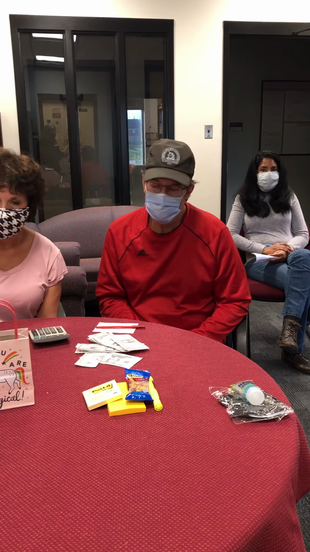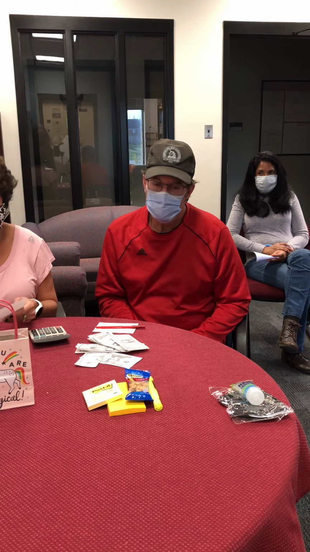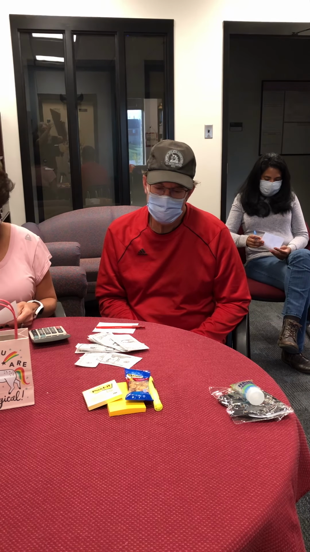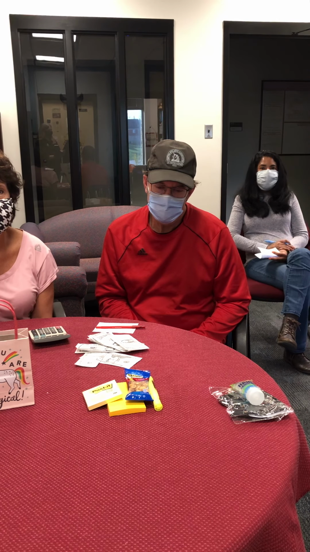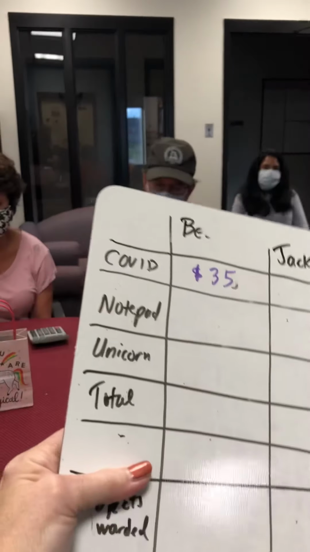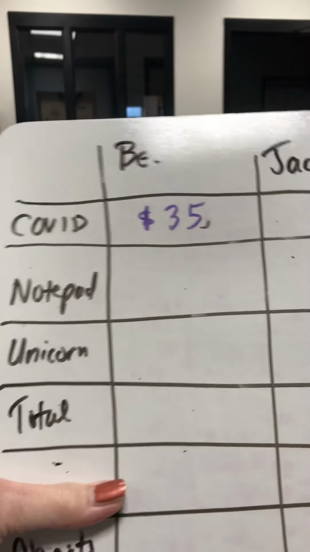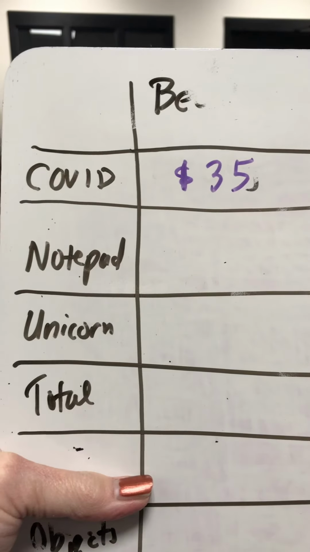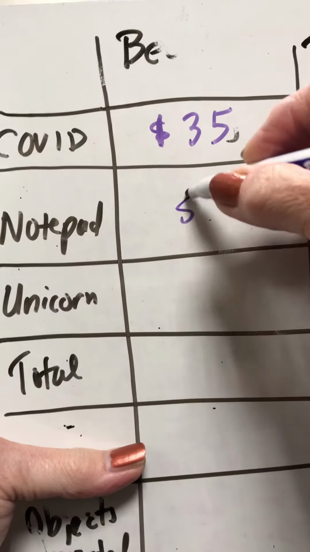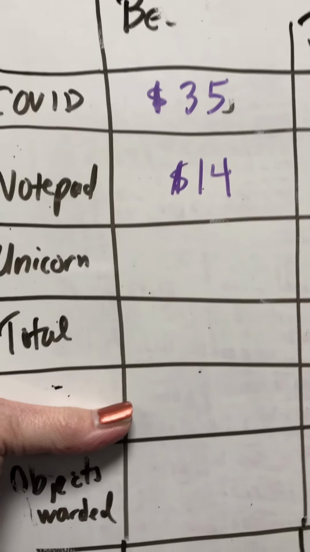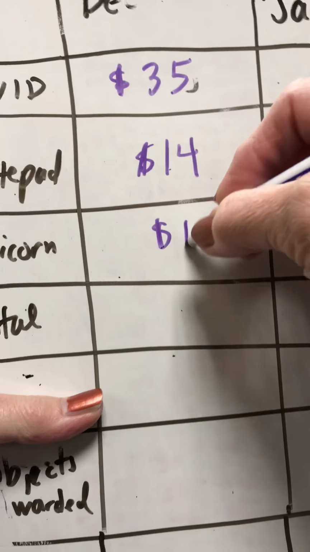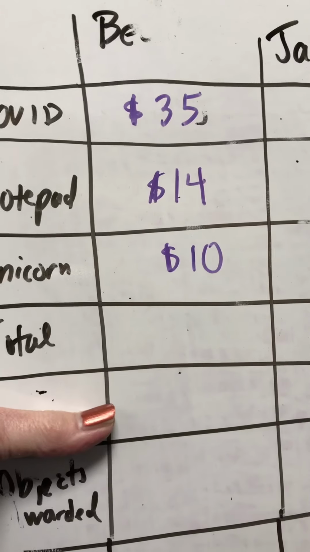What is your bid for the COVID package? My bid for the COVID package is $35. $35. And what is your bid for the notepad set? My bid for that set is $14. $14. And what is your bid for the unicorn full of candy? $10. All right. And what's the total of your bids? $59.